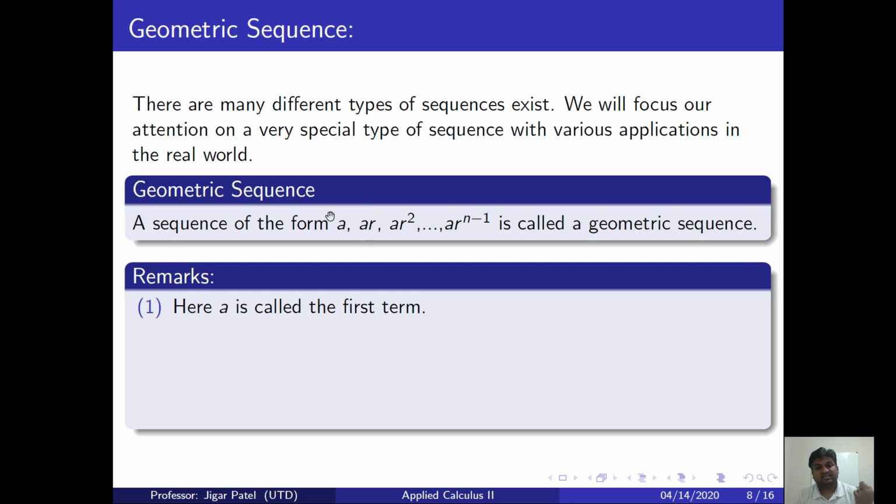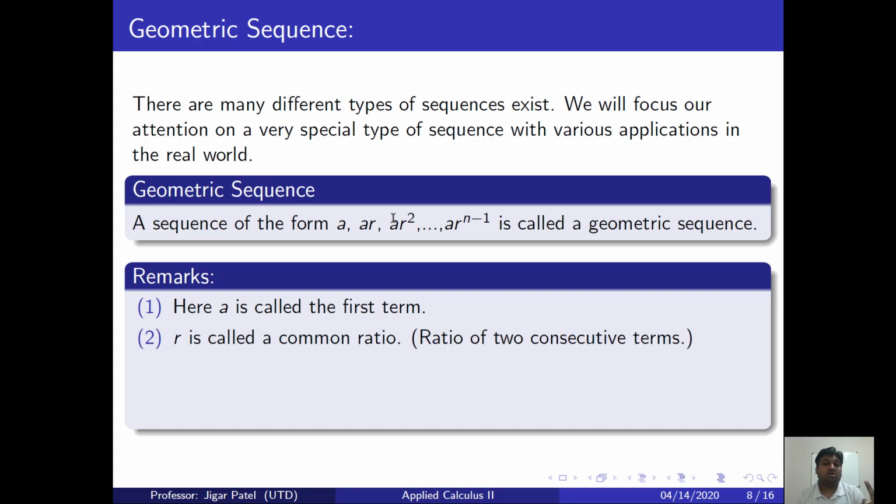If you divide the second term by the first term, you get R. If you divide the third term by the second term, you get R. If you divide the fourth term by the third term, you get R. If you divide the nth term by the n minus 1th term, you get R. Alright, so this is how the sequence is constructed, by multiplying the current term by r to the power 1. So if you take the ratio of two consecutive terms, that's going to give you the value of r. And I call that second number a common ratio.